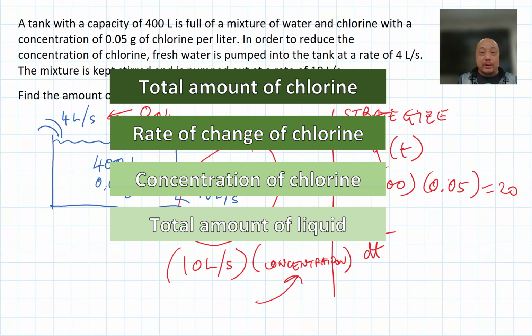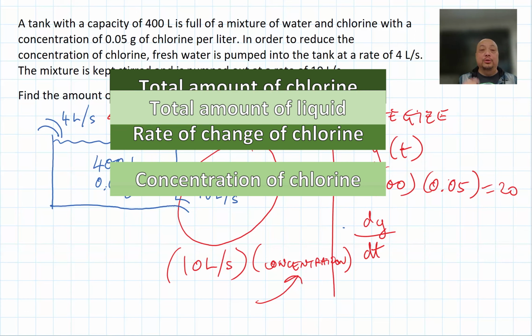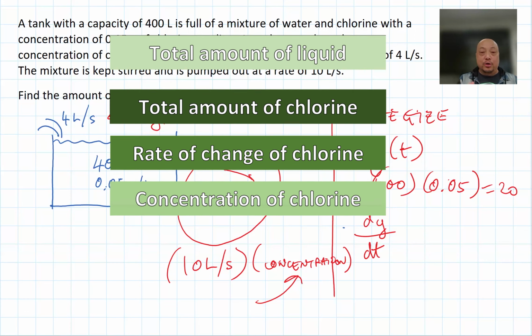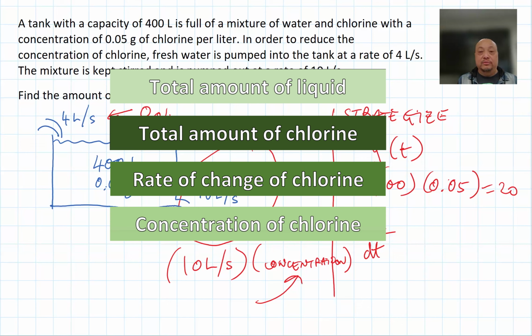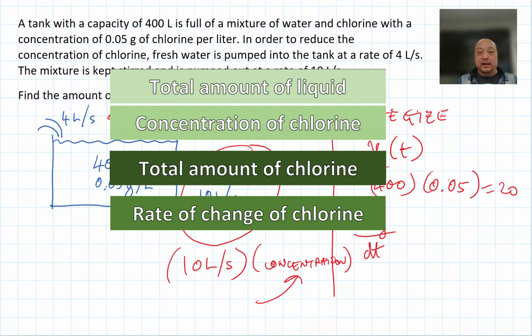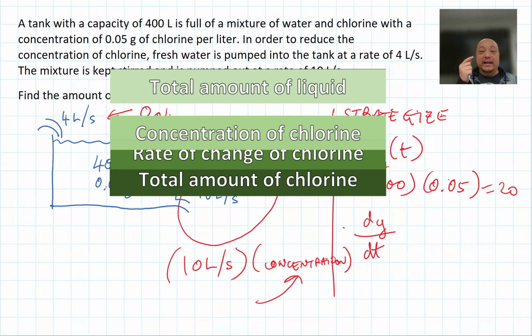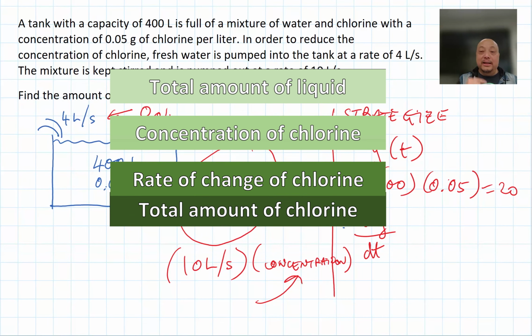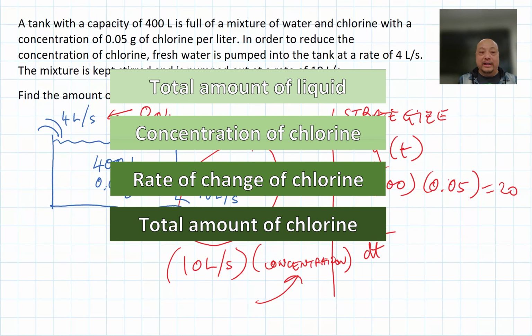So I'm going to work backward. The first thing I'm going to do is compute the total amount of liquid as a function of time. From that total amount, I can calculate the concentration as a function of time. From that, I can calculate the rate of change. And then from there, finally, I get to the amount of chlorine as a function of time. So those are my 4 steps.